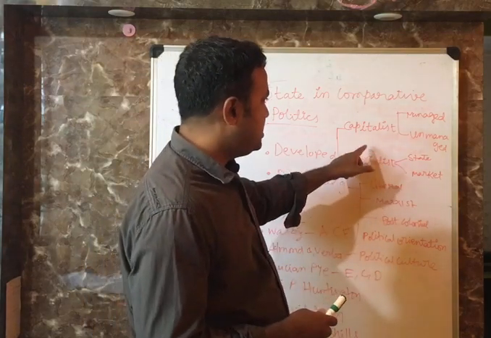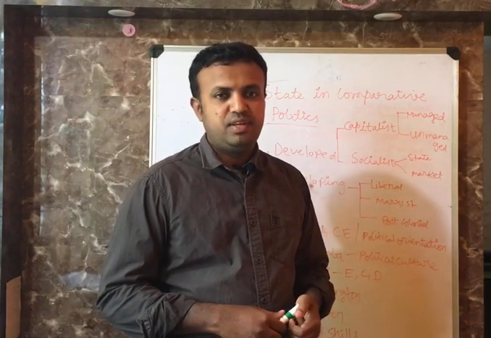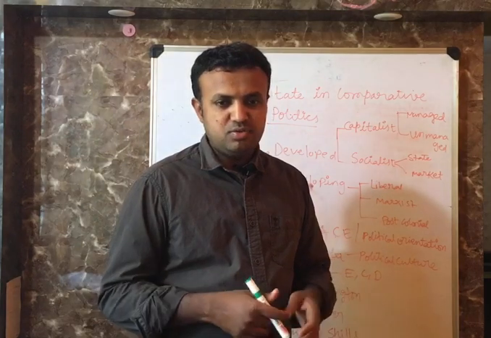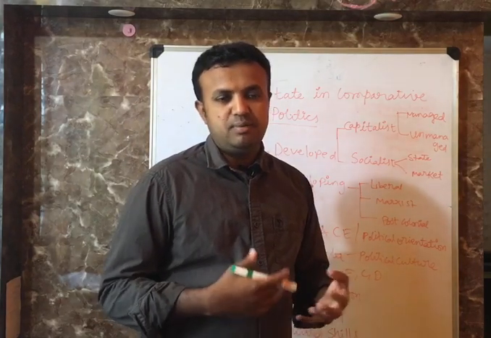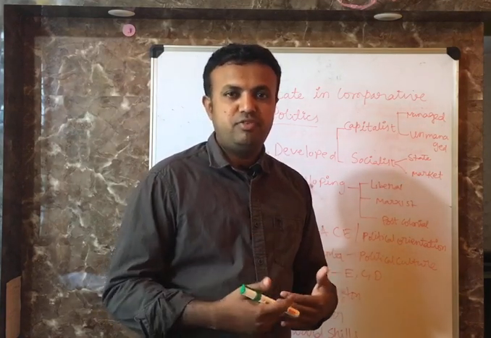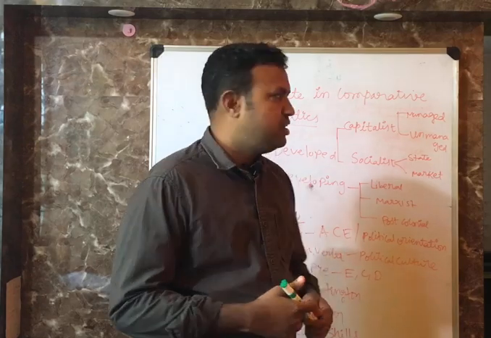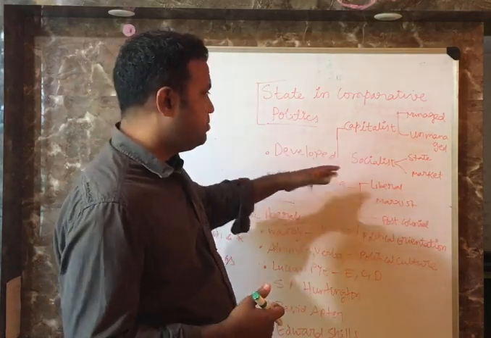So this started happening in Germany, where people started establishing councils, where workers became part of the council. They started bargaining with the industries, and then some form of welfare mechanism was built in. So that's how they started managing capitalism.